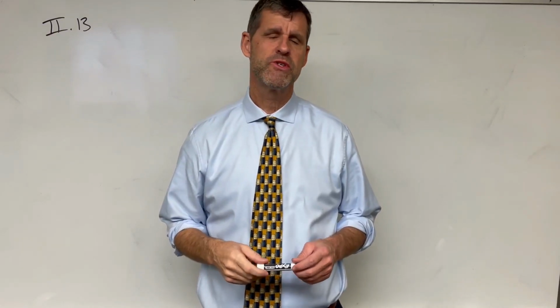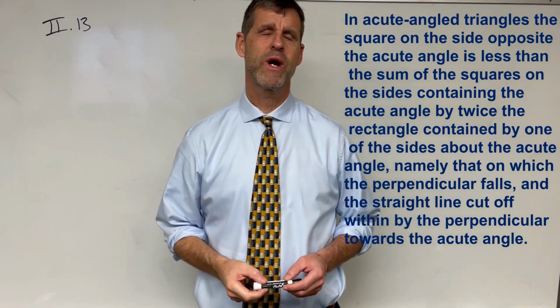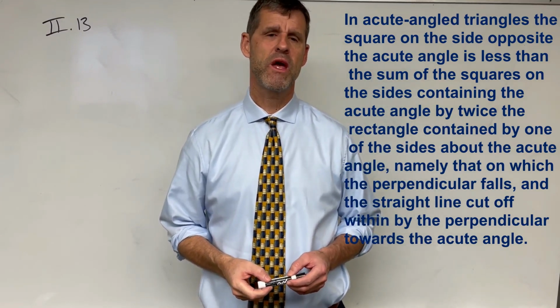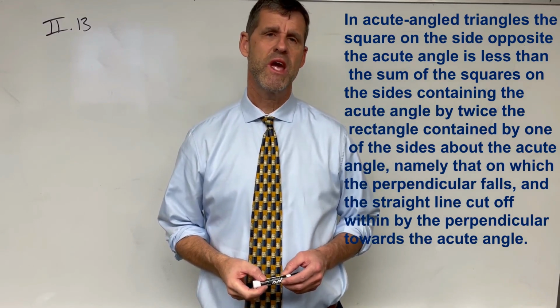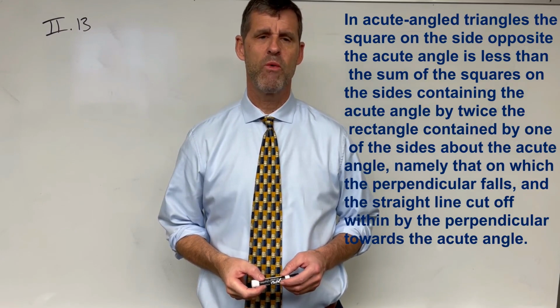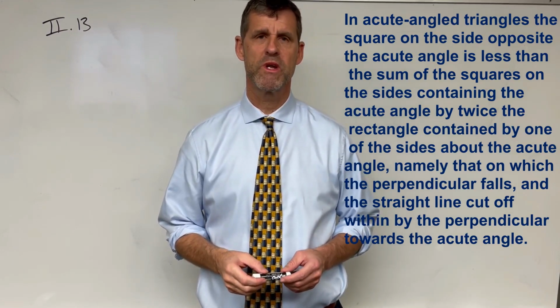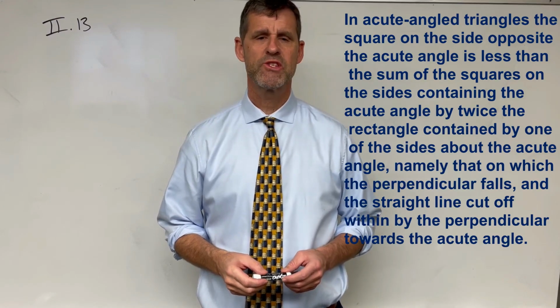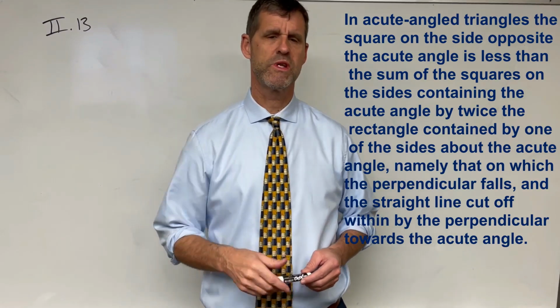Euclid's Elements, Book 2, Proposition 13. In acute-angled triangles, the square on the side subtending the acute angle is less than the sum of the squares on the sides containing the acute angle by twice the rectangle contained by one of the sides about the acute angle, namely that on which the perpendicular falls, and the straight line cut off by the perpendicular within towards the acute angle.